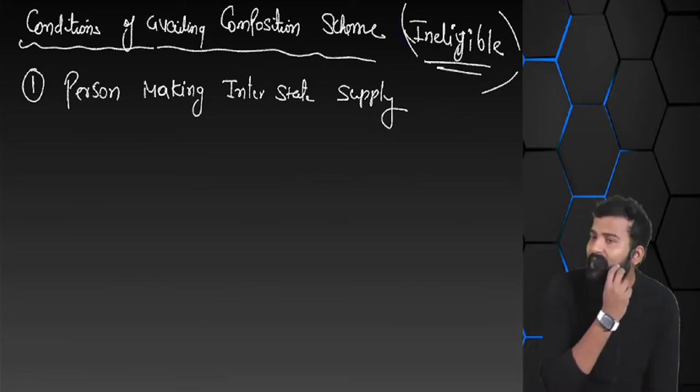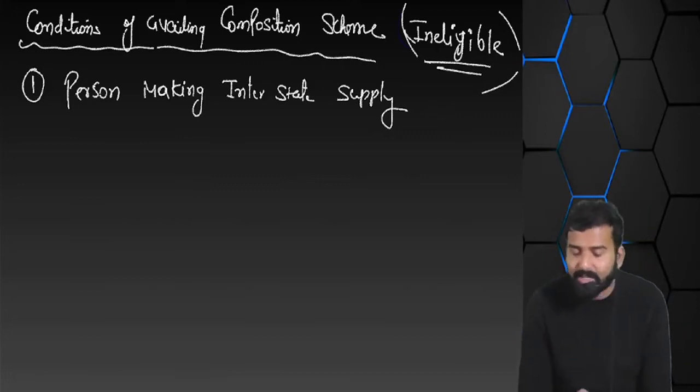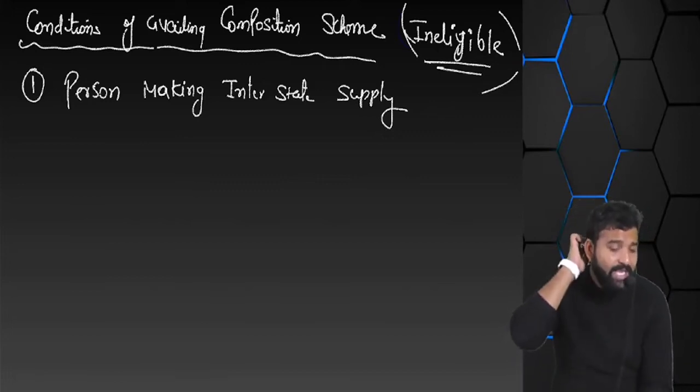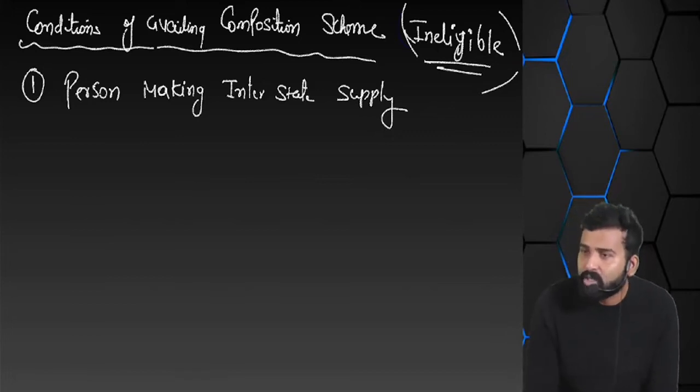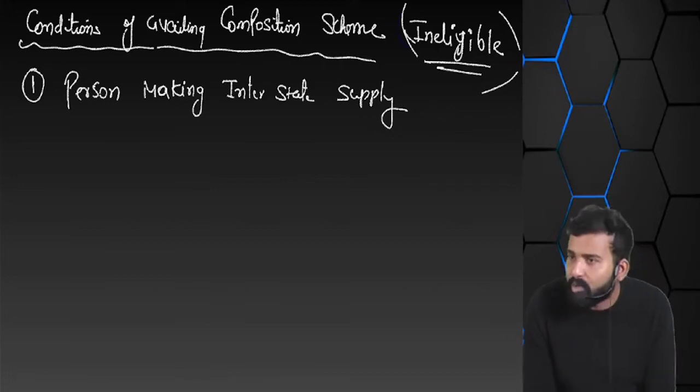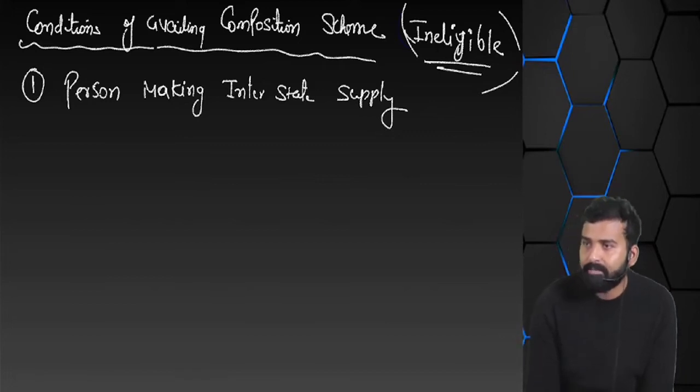So the first important thing is that a person who is making any interstate supply cannot avail composition scheme. Are you getting my point? So a person who is making interstate supply cannot avail composition scheme. Okay.